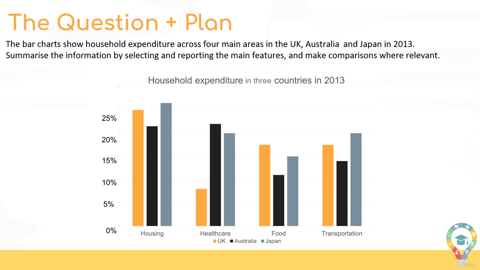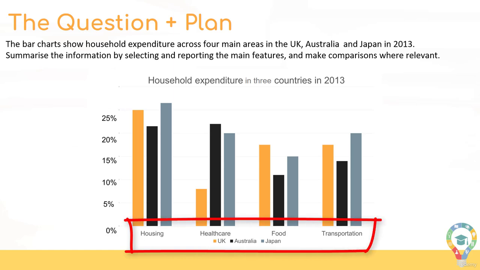Now let's move along to having a better look at what we are being shown. On the y-axis we have percentages from 25% down to 0, which is the total household expenditure. Along the bottom on the x-axis we have 4 types of household expenditure: housing, healthcare, food and transportation.